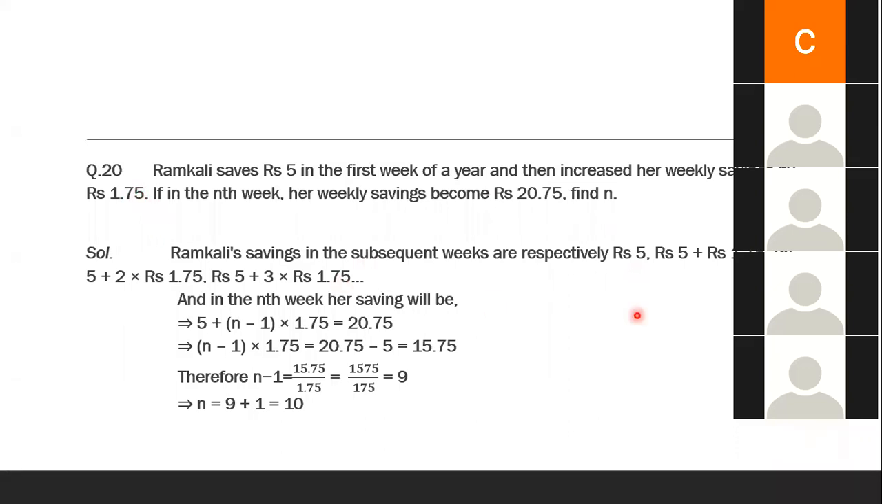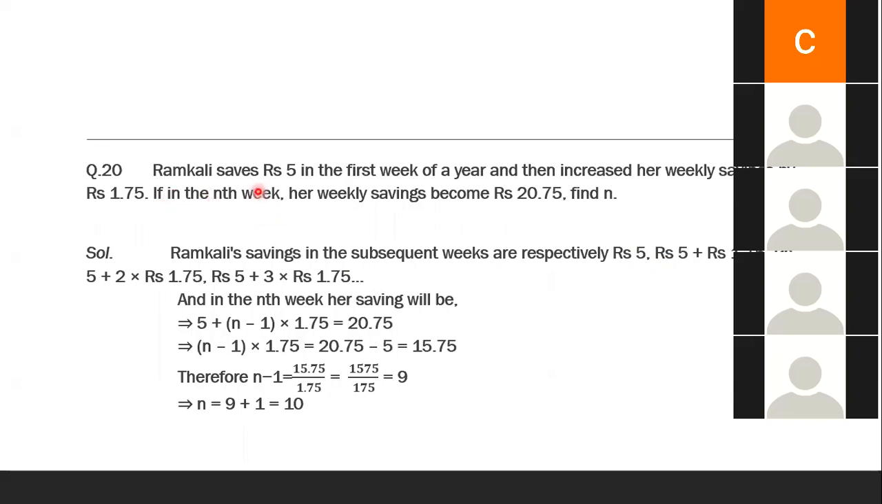So first week it is 5 rupees, second week it is 5 rupees plus 1.75, it is 6.75. Am I clear, children? And the third week it will be 8.50. The difference is 1.75. Am I clear, children? Yes, ma'am.